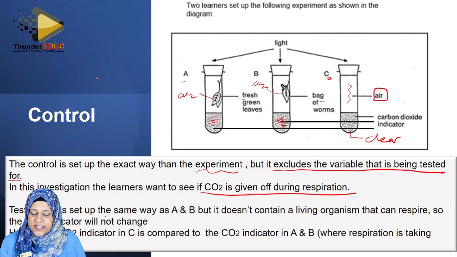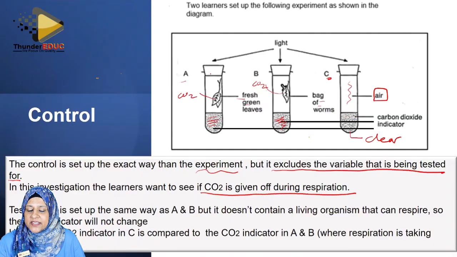So test tube C is the same as A and B. It has exactly the same size, the same amount of carbon dioxide indicator or lime water, the same type of seal at the top, the rubber seal at the top. Everything is the same. Besides, the factor you are testing for has been removed.